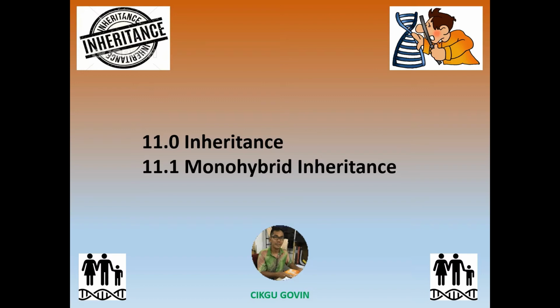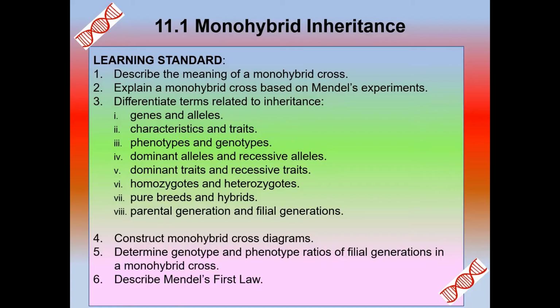Our topic today is Chapter 11, Inheritance, and our subtopic is 11.1, Monohybrid Inheritance. Here are the learning standards. Learning standard number 1, describe the meaning of monohybrid cross. Number 2, explain a monohybrid cross based on Mendel's experiments. Number 3, differentiate terms related to inheritance.